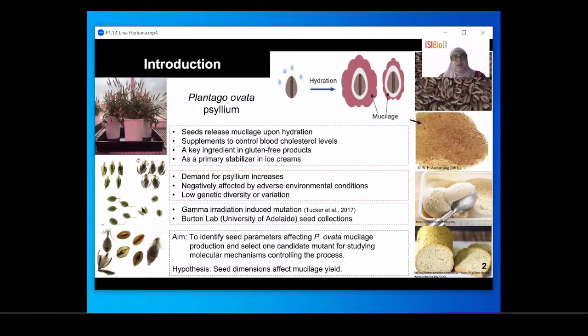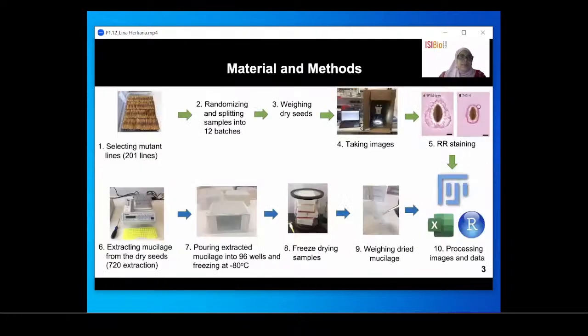My supervisor, Professor Rachel Burton, with her team in Australia, is establishing a breeding program for this plant. They generated gamma-irradiated mutants. My study focused on selecting a Plantago mutant line with a higher mucilage yield than the wild type, but with no developmental defects. Let's move to the material and the methods.